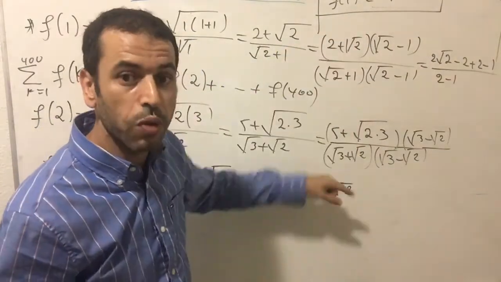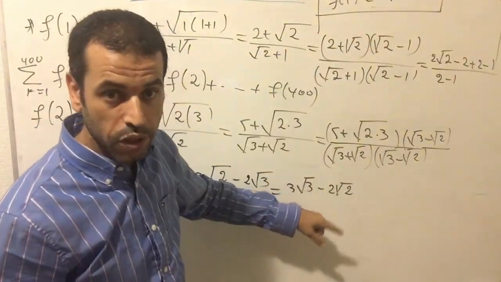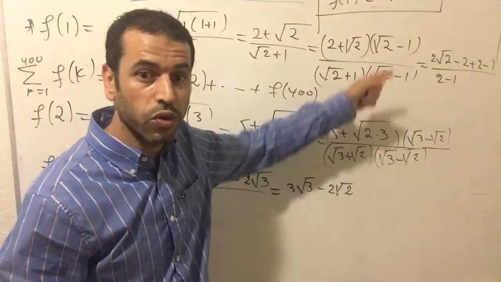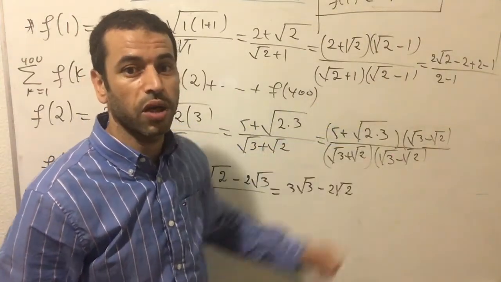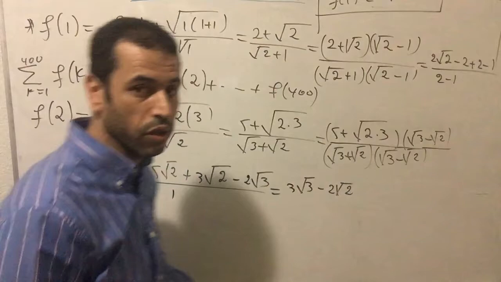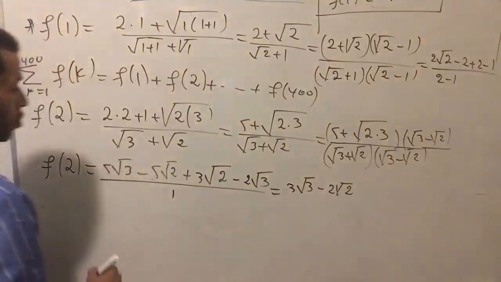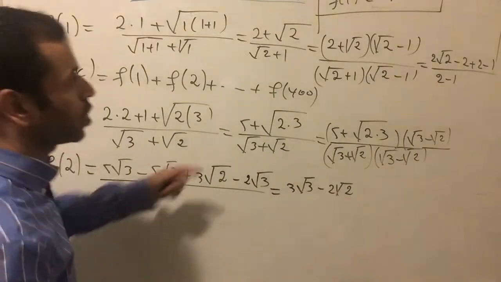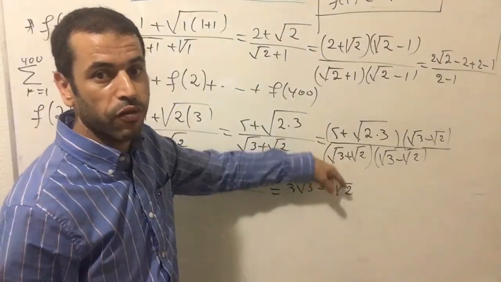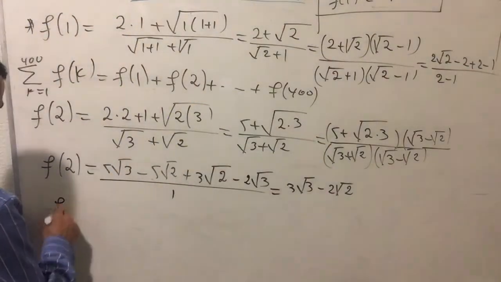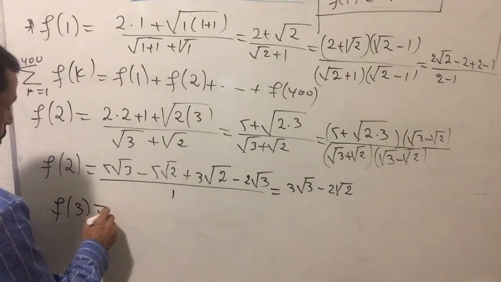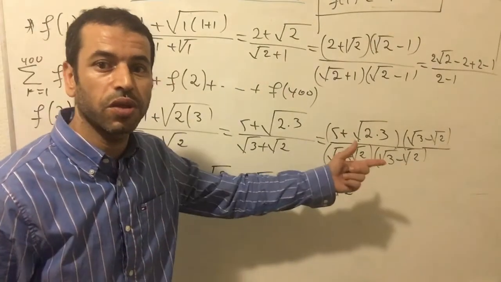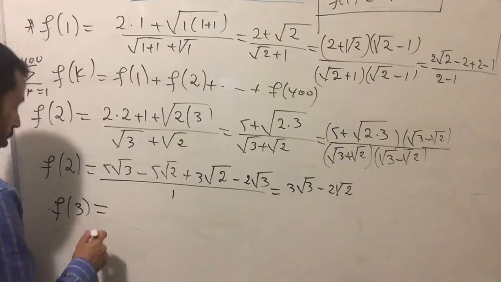All these terms will be written in this form. One of those terms will be cancelled out as you go up. So what happened now? What I'm going to do now is calculate the next term after this one, which is f of 3, to see what this arithmetic progression is, to see what the next term is.